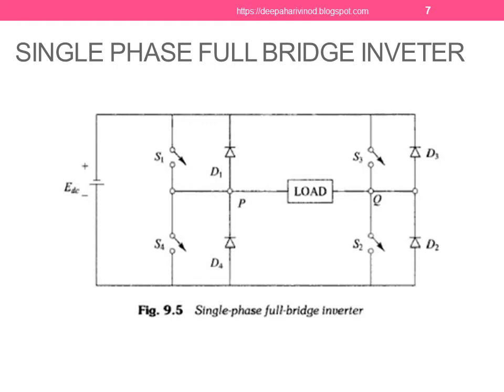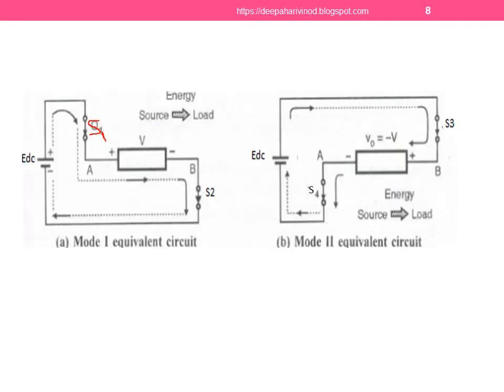So here we can see the circuit for the full bridge inverter. It consists of S1, S2, S3, S4, and D1, D2, D3, D4 are the 4 diodes, and the switches are connected so that it looks in the bridge format. The connection is made in the bridge format, and plus EDC is provided at the input of the full wave bridge. Now let us see the equivalent circuit for mode 1 and mode 2.